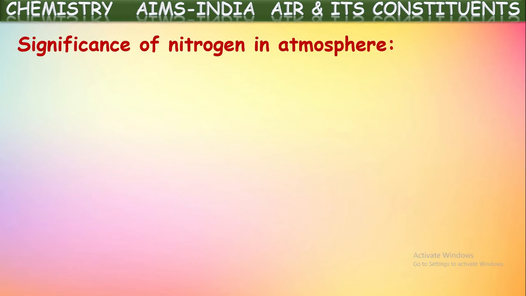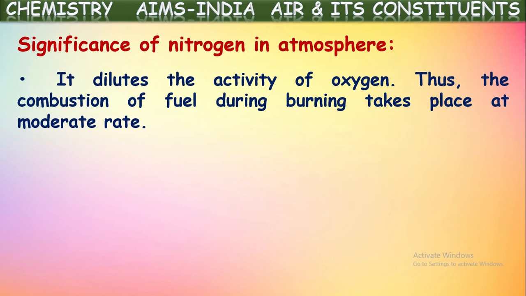Significance of nitrogen in the atmosphere. We are telling that nitrogen gas is present around 78% in the atmosphere. What is the significance of this much nitrogen in the atmosphere? Let us see that here. It dilutes the activity of oxygen. This is a very important role of nitrogen in atmospheric air.